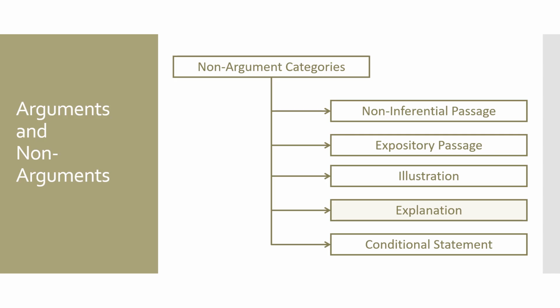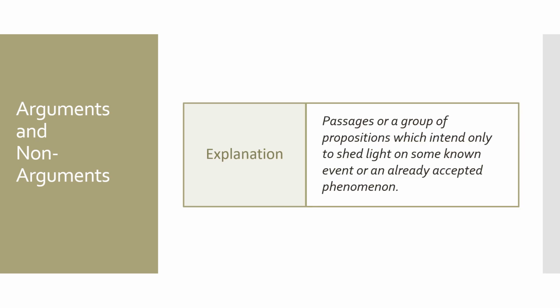So the next one we have to look at is an explanation. And we're going to spend a little extra time with this, and I want to move somewhat outside of the scope of the book to do so. This, I think, is going to present us with one of the more important and useful non-argument categories in argumentation and logic. So an explanation is essentially a passage or a group of propositions which intend only to shed light on some known event or on an already accepted phenomenon.